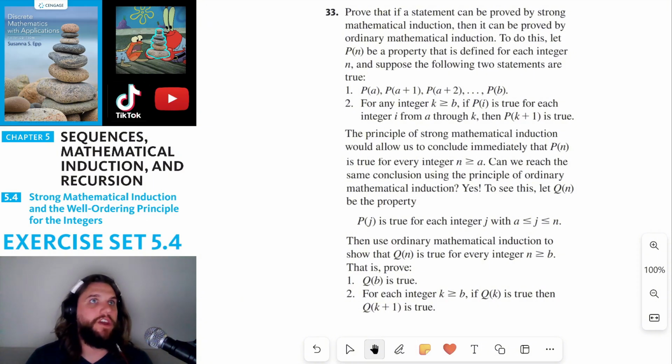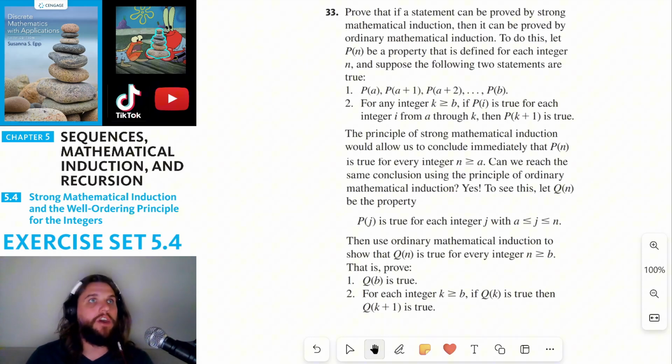And we also get for free that for any integer k greater than or equal to b, if P of i is true for each integer i from a through k, then P of k plus 1 is true. So that's the inductive step of the strong mathematical induction. So we get those two properties for free. The principle of strong mathematical induction would allow us to conclude immediately that P of n is true for every integer n greater than or equal to a.